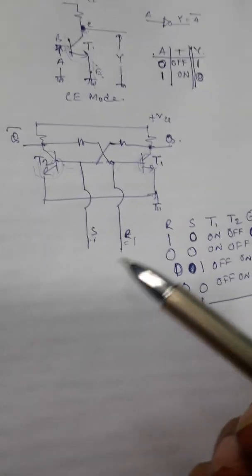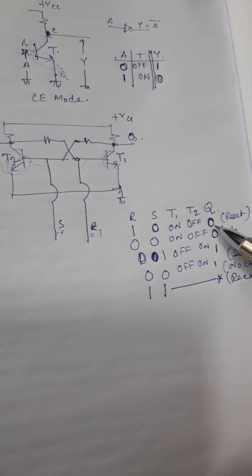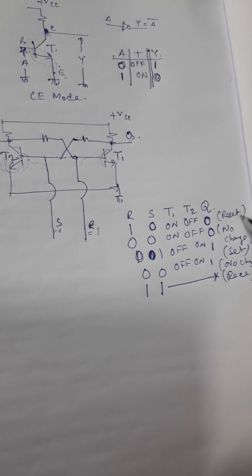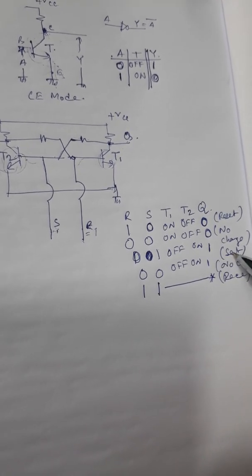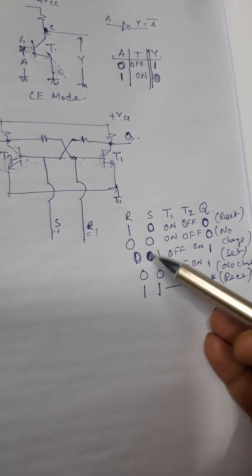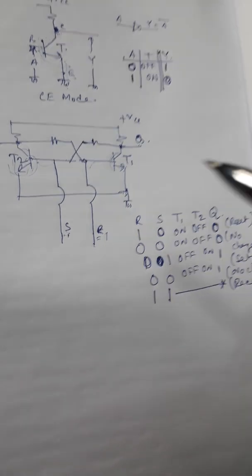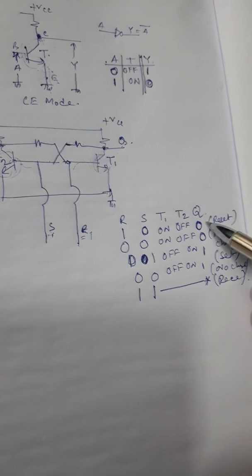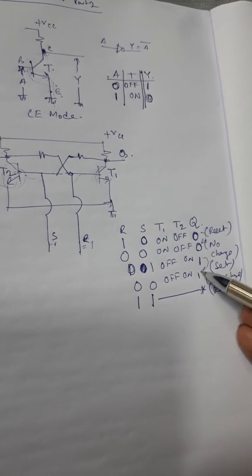So what have we learned? If R is 1, the output is 0, which is reset. If S is 1, the output is 1, which is set. And if both R and S are 0 0, the device is going to retain its previous state, whatever it was.